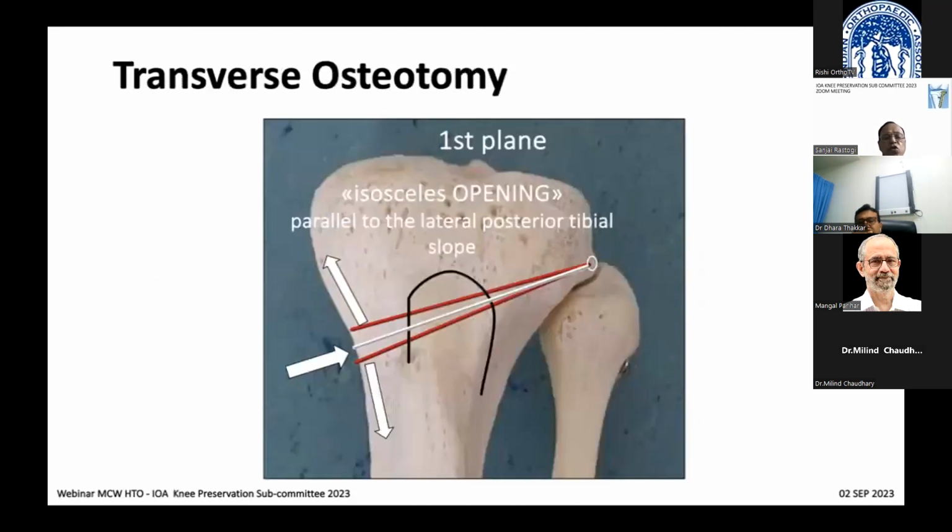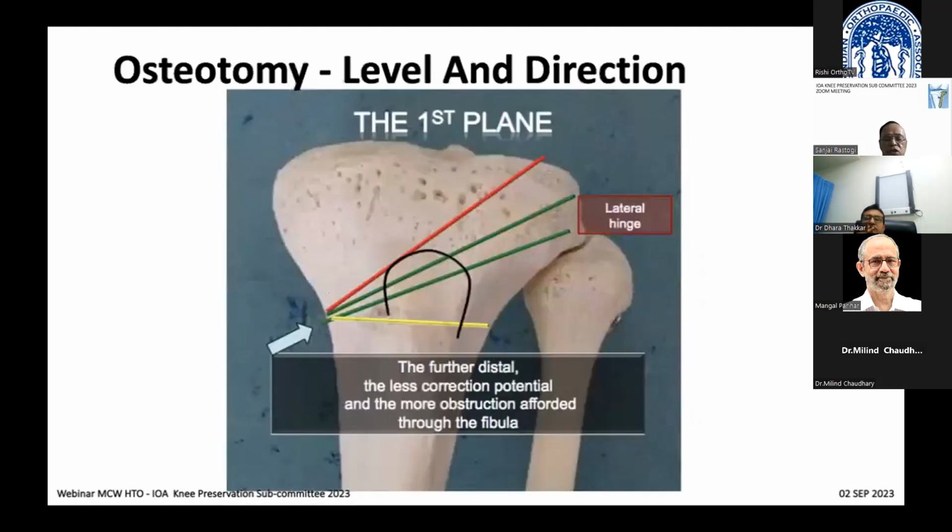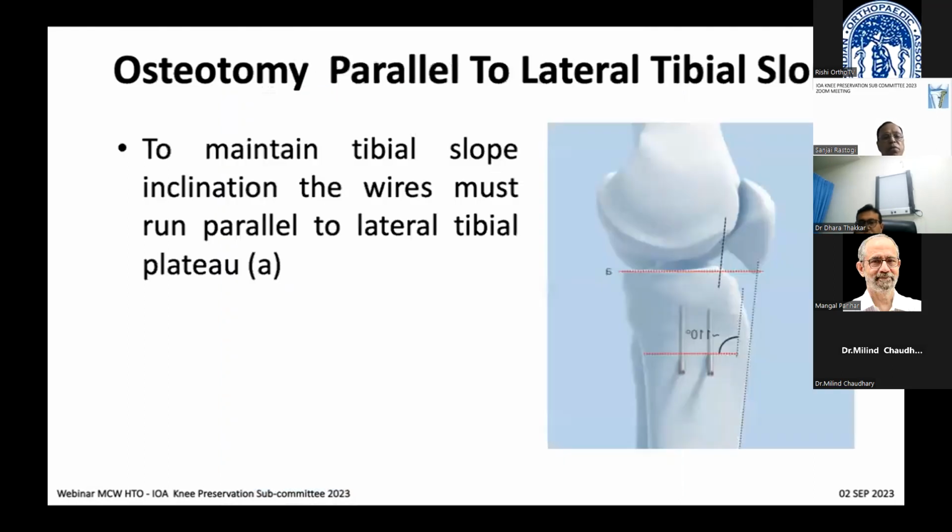The transverse osteotomy is done from the junction of convex and concave part on the medial side of the tibia, and this is directed towards the lateral hinge, and this is the window where it should come. If it is above, then it goes into the joint, which is not correct, and if it's below, it will lead to decreased correction because the fibula is there.